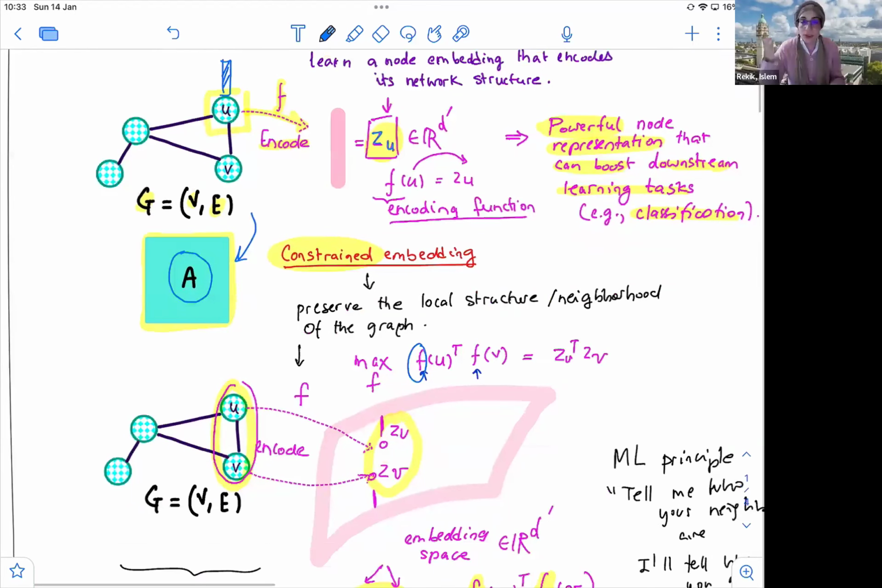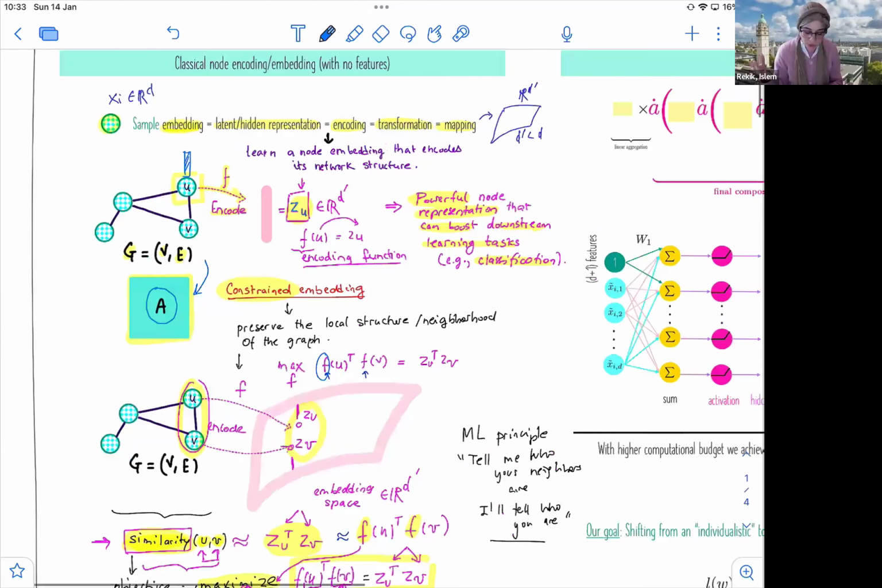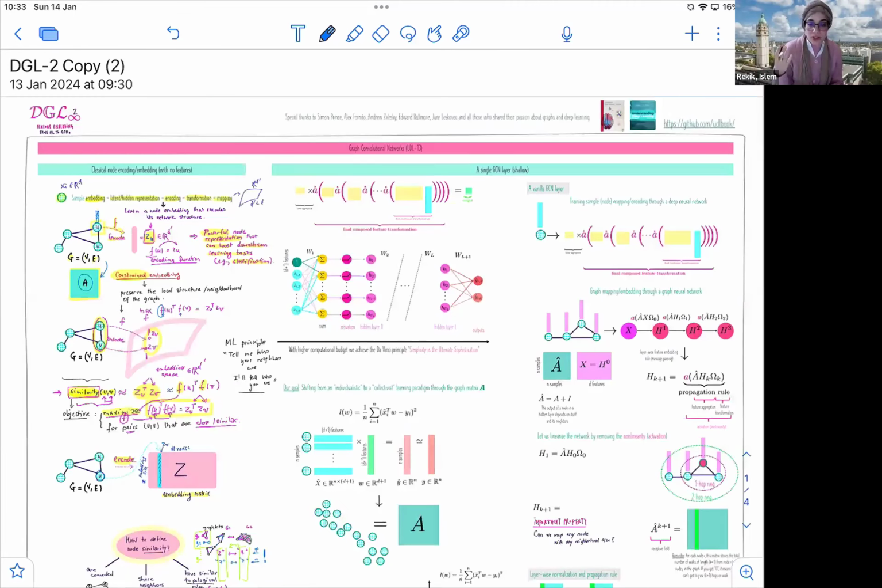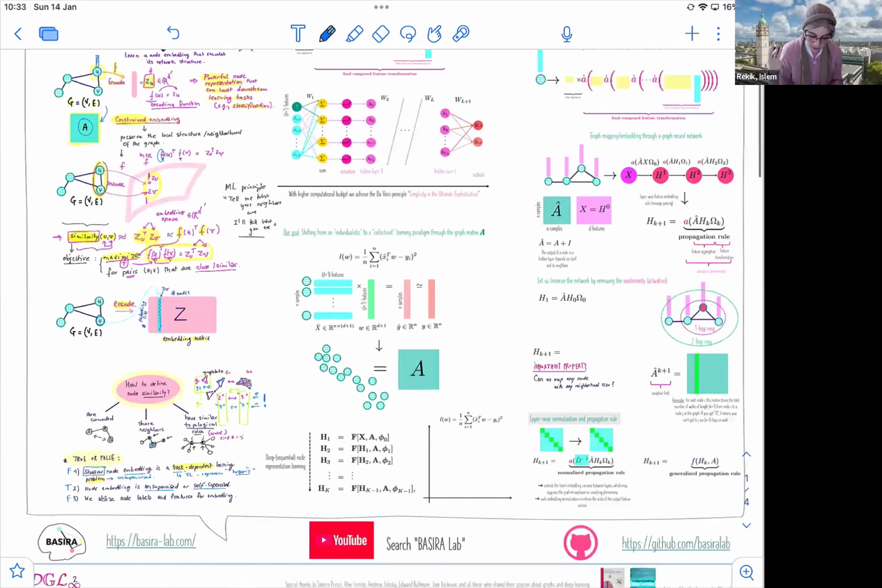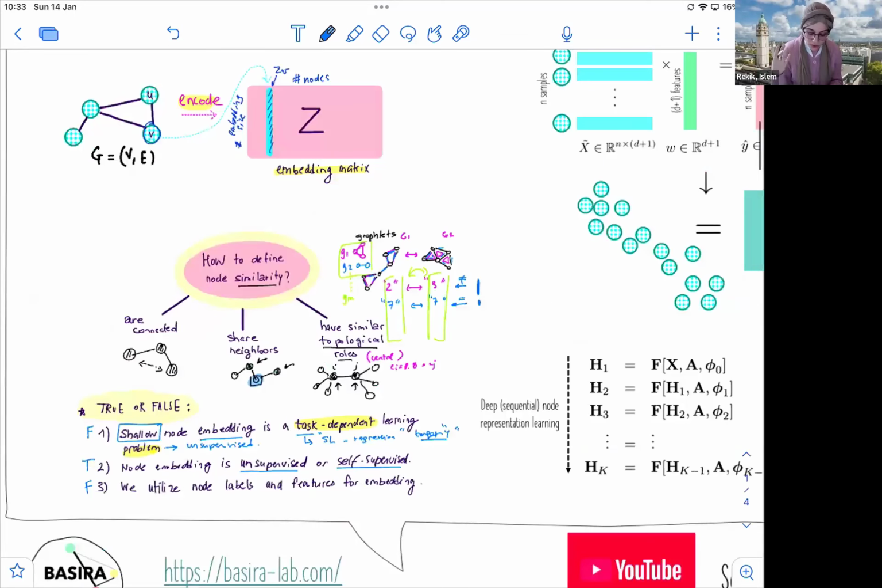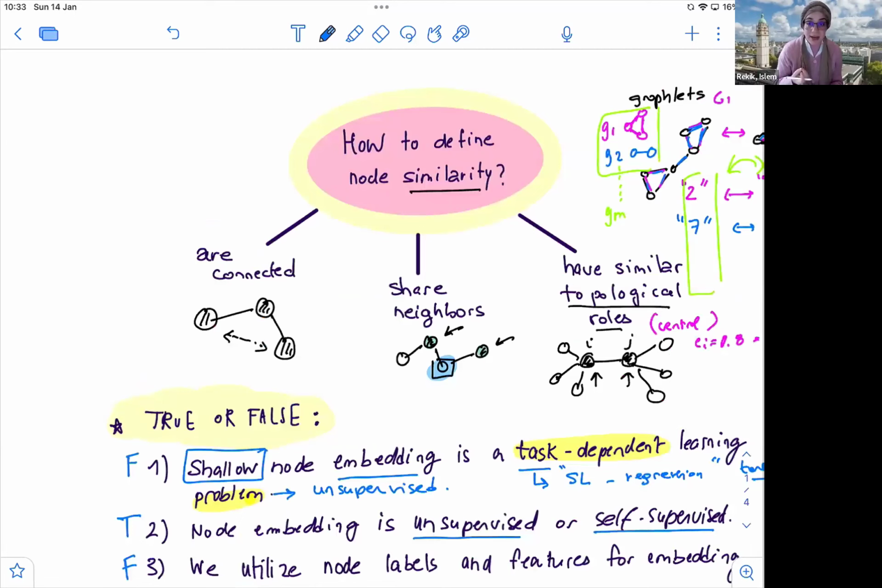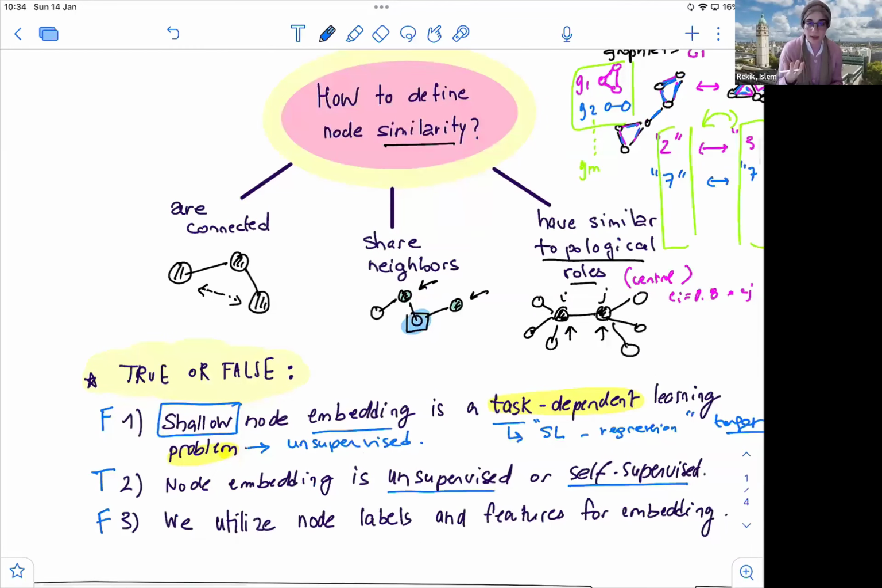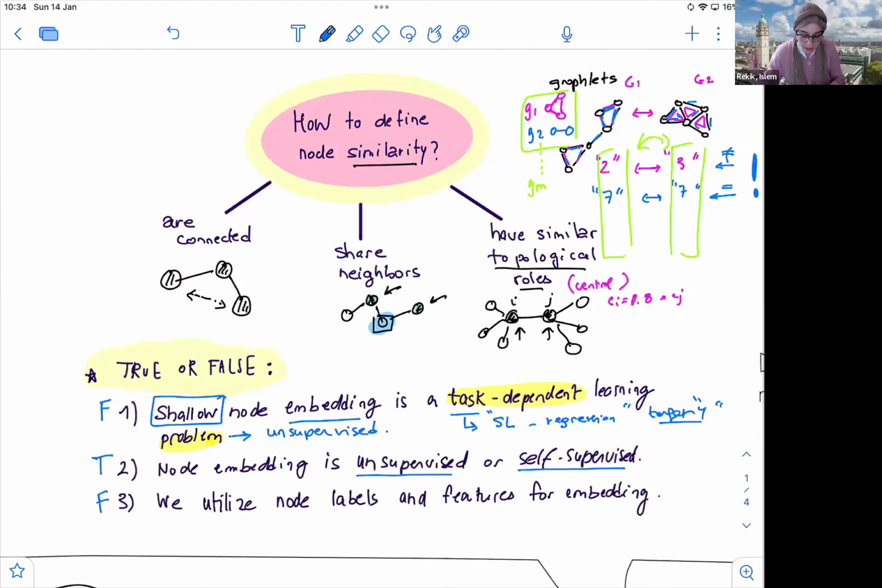So if we want to do more exciting things, if we want to learn how to classify or regress, we need first to extend this to take into account labels and features. We need to make this embedding more representative and correlated with the final outcome that we want.